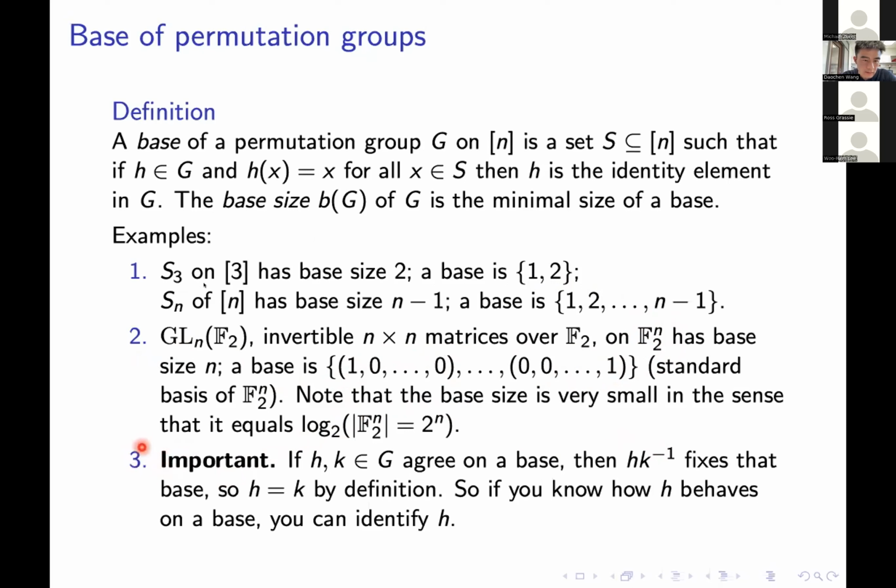And the last and important thing to note about base size is if H and K in G agree on a base, then H must be equal to K. This is because H times K inverse would then fix the base. And by definition, if it fixed the base, in the sense that it maps every x in the base to itself, H times K inverse must be identity, which means H must be equal to K. So the upshot is, if you know how H behaves on a base, you can identify H.